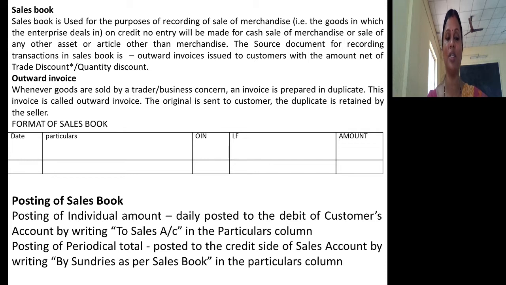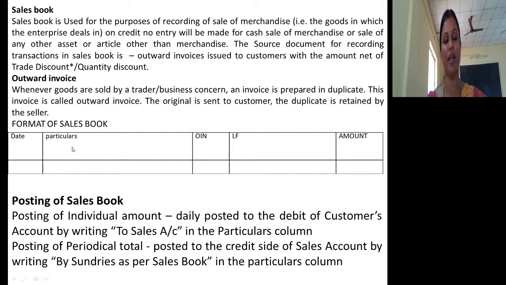Outward invoice means the invoice prepared by you as and when you sell goods on credit to a customer. That invoice is known as an outward invoice because it goes out of the organization and is given to the customers. You will prepare the invoice in duplicate. One copy will be retained by you and the original will be sent to the customer who purchased goods from you on credit. For you it is a sale, but for the customer it is a purchase. So it is very clear that the sales book is meant to record transactions relating to sale of goods on credit basis only.